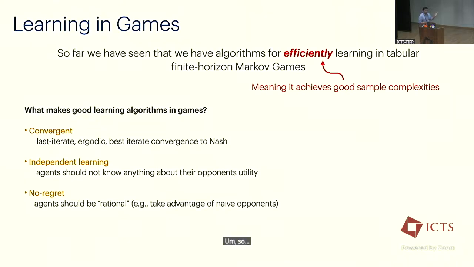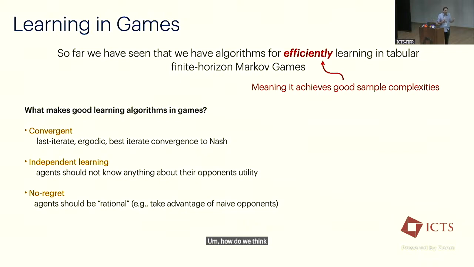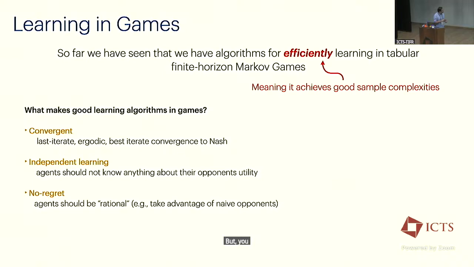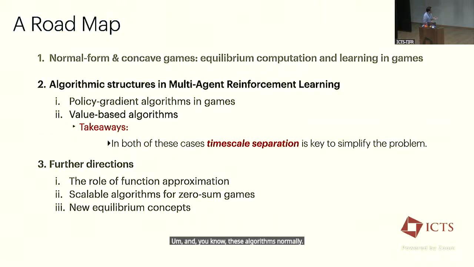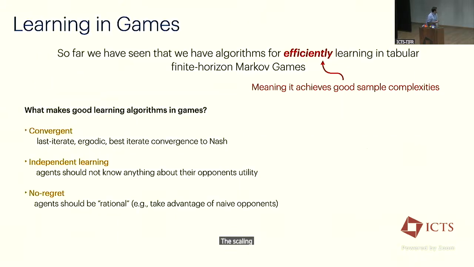So I'll quickly talk about this work from my group on how we might think about using function approximation in Markov games, right? We've seen a lot of algorithms for efficiently learning, particularly in tabular finite horizon Markov games, meaning that they achieve really good sample complexities. But importantly, we've been looking at tabular cases, so finite state and finite actions. And if the state space or the action space is very large, the scaling is not going to be great. And so we'd like to actually use some form of function approximation, right?